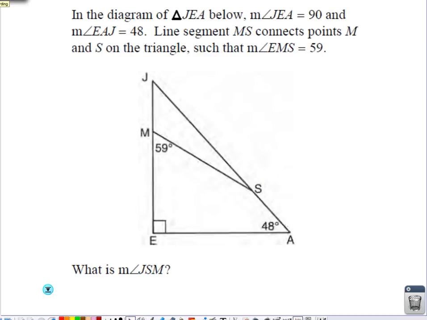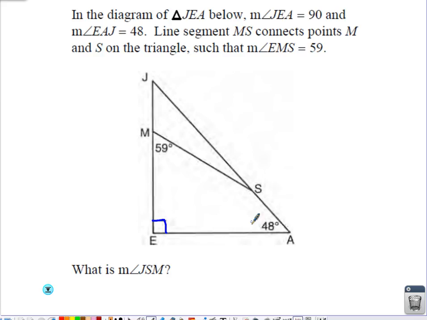Not really. Next one. It says, in the diagram of triangle JEA below, the measure of angle JEA is 90 degrees. We've got that marked already. JEA is right here, 90 degrees. The measure of EAJ is 48 degrees. That's marked as well. Line segment MS connects points M and S on the triangle such that EMS is 59 degrees. It says find the measure of angle JSM. That means bottom. Let's just go ahead and find them all.